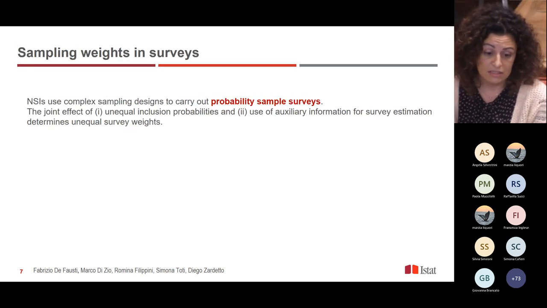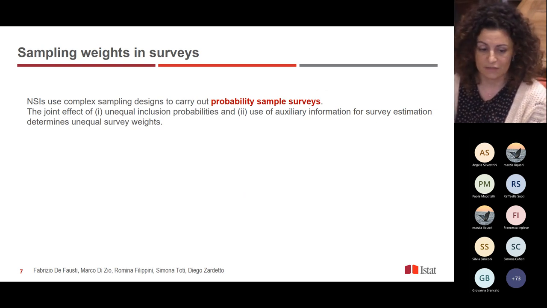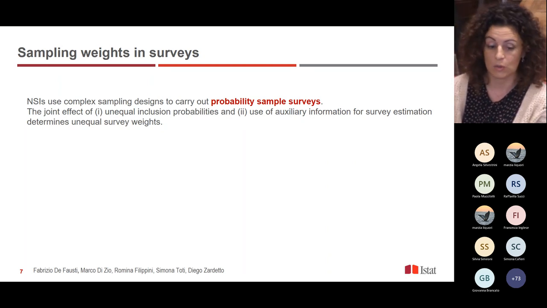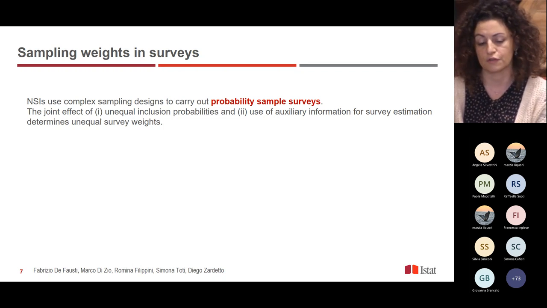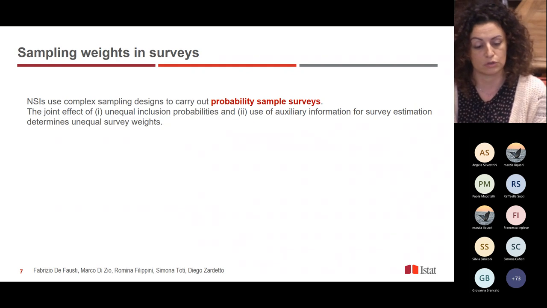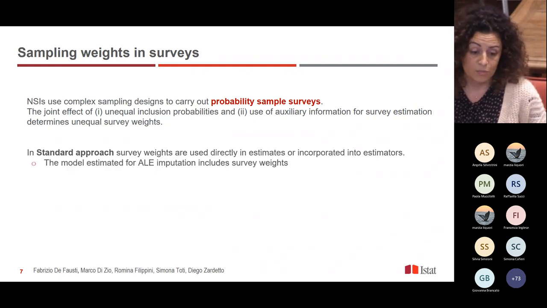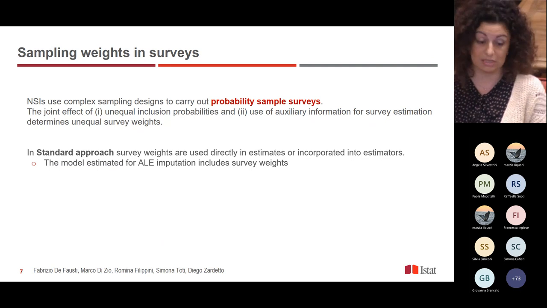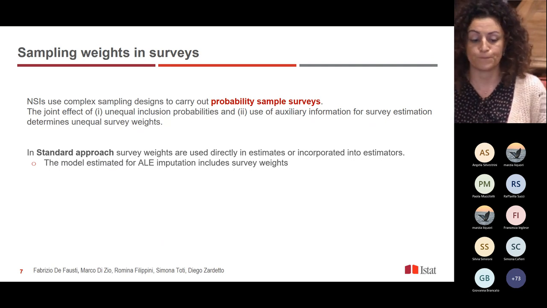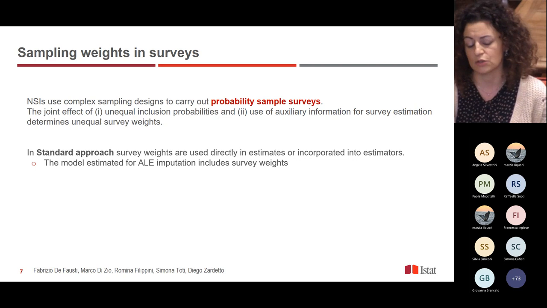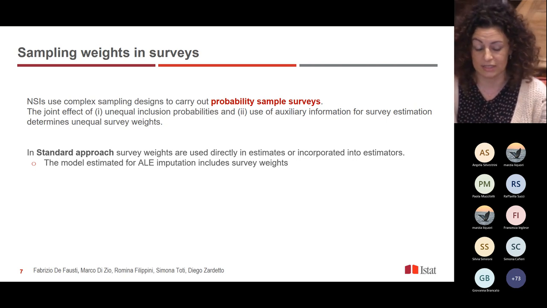So the National Statistical Institutes routinely carry out probability sample surveys, and this means using complex sampling designs and the computation of unequal survey weights due to the joint effect of different inclusion probabilities and sometimes the use of auxiliary information to adjust weights, for example, for total non-responses. So in the standard approach, survey weights are used directly in estimates or they are incorporated into the estimators. So in the official procedure, the model estimated for ALE imputation includes survey weights. This means that the log linear models are estimated on weighted counts.